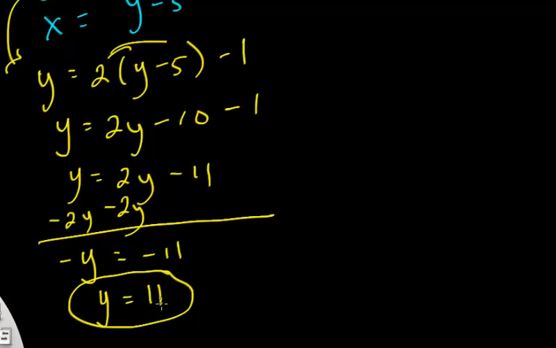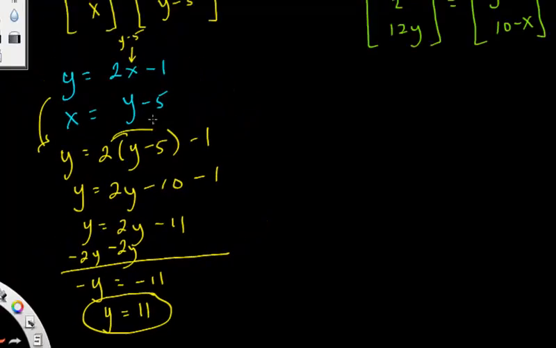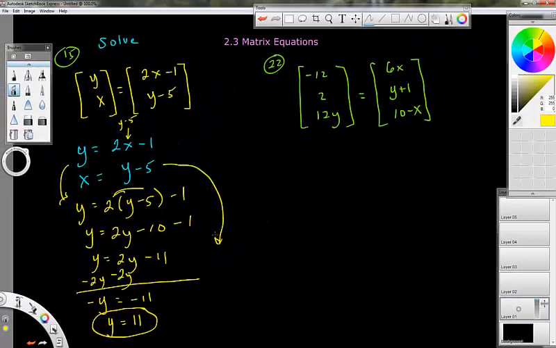And then you could get x by simply plugging it in this one. So x would equal 11 minus 5, which would be 6. And you can check these. That's the beautiful thing about this. You can certainly check them.